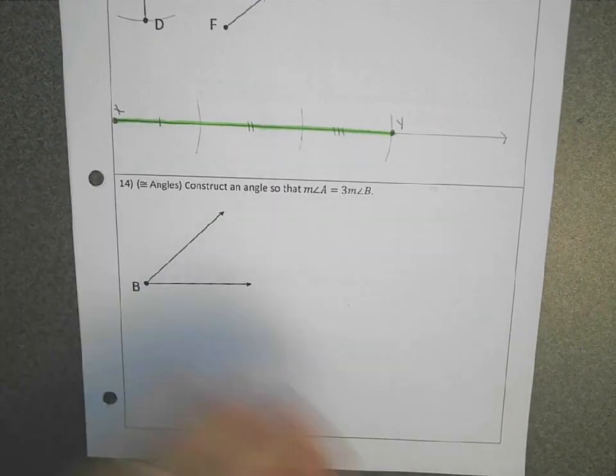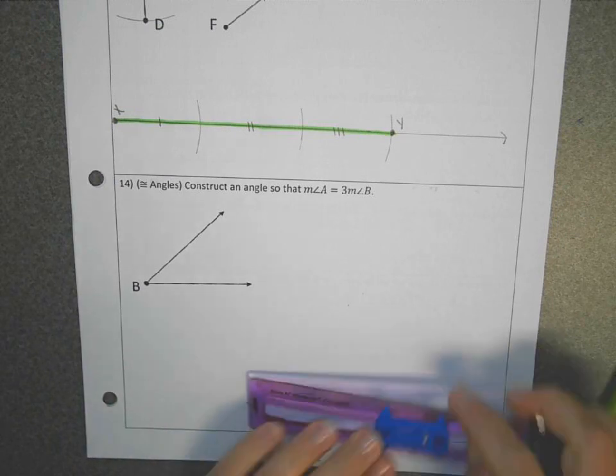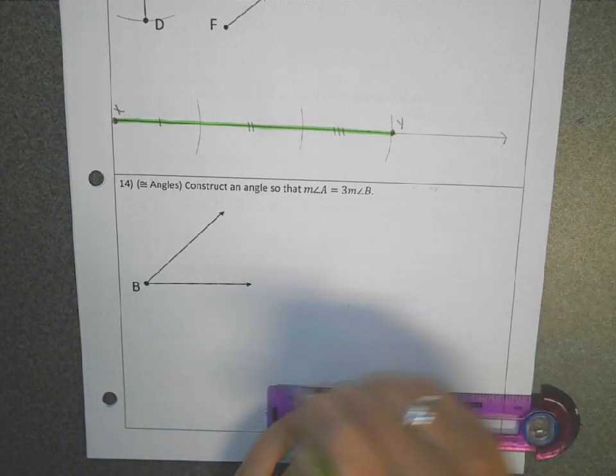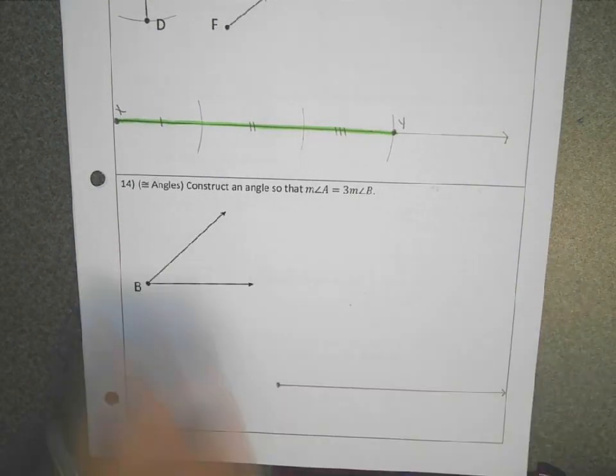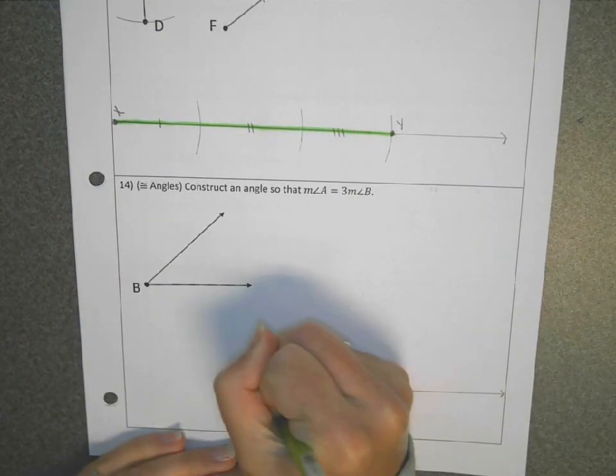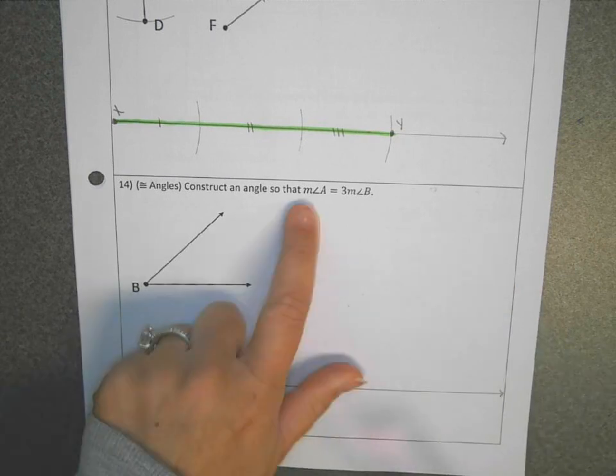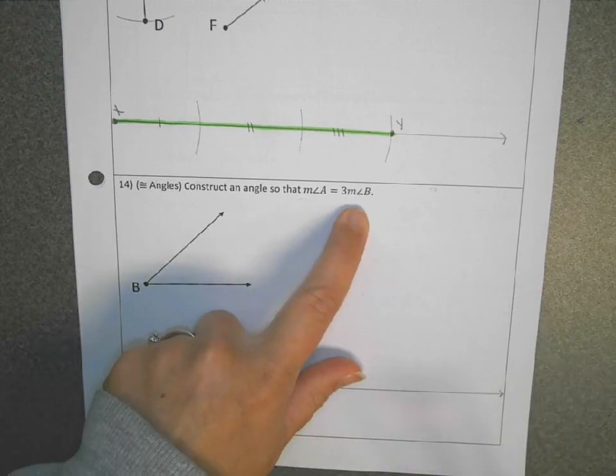Number 14 is very similar to the one we did that was twice the angle measure. We're going to create an angle A that is 3 times the measure of angle B. So we're going to start with a ray. Notice most of these you always start with a ray. This one's going to be A right here because we're coming up with the measure of angle A, which is 3 times the measure of angle B.